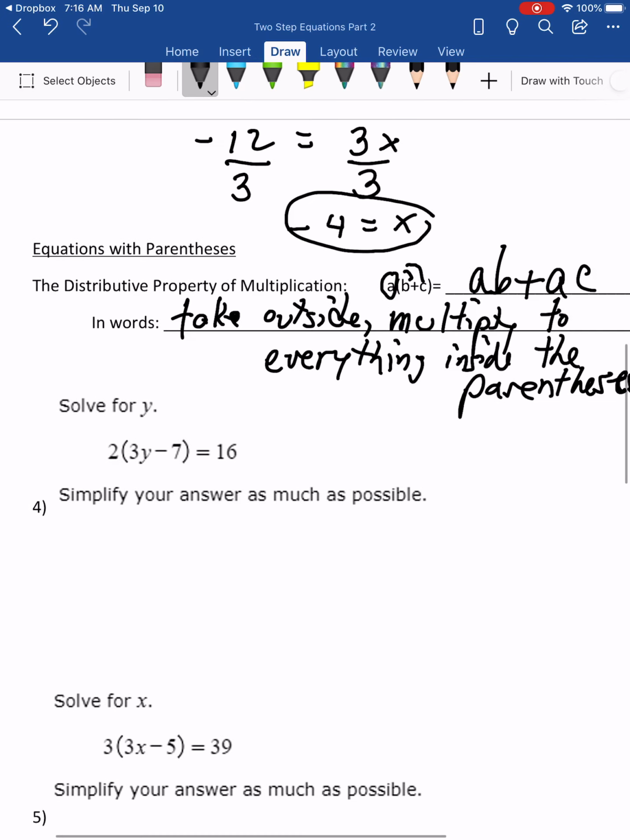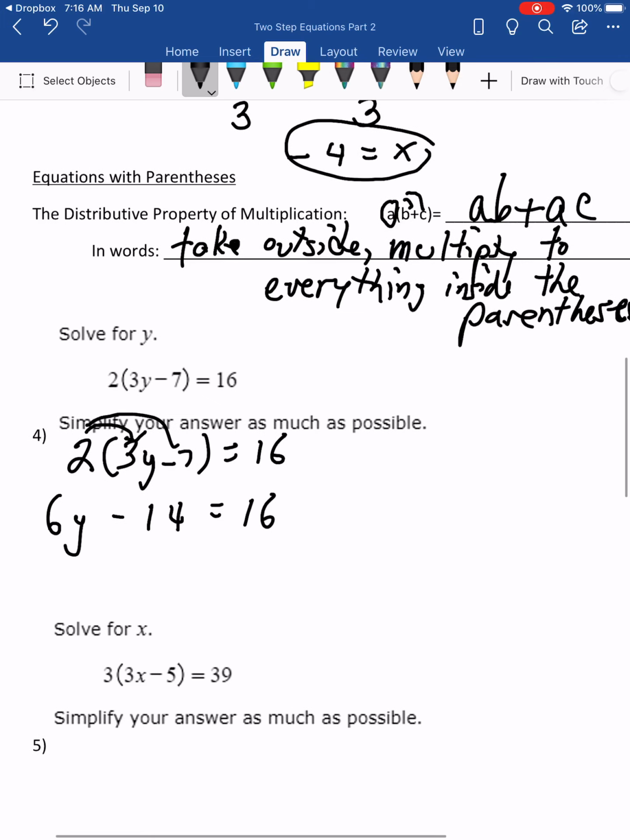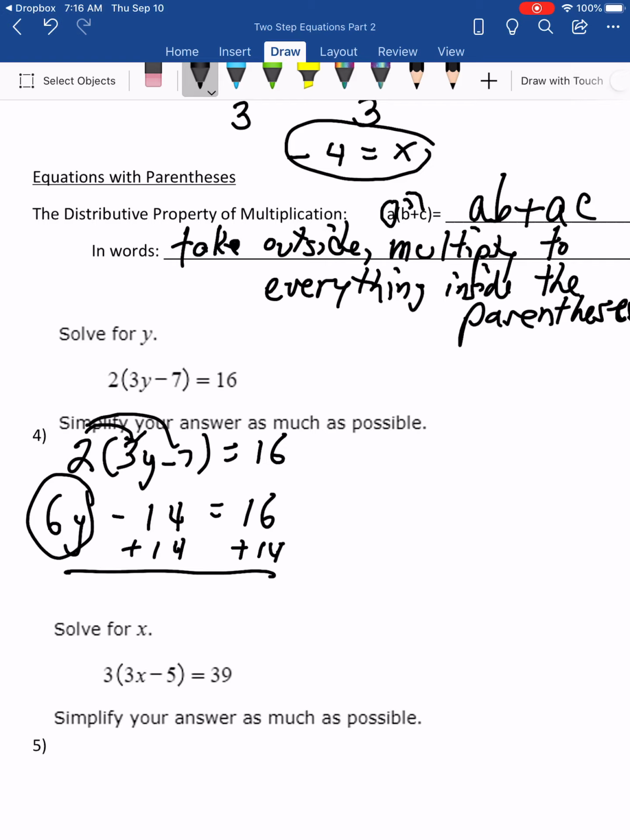Okay, so here's an example of that. 2 times 3y minus 7 equals 16. So the 2 is going to multiply to the 3y. 2 times 3y, just 2 times 3, 6. Keep your y. 2 times negative 7, negative 14 equals 16. And now the parentheses are gone. So we want to isolate the 6y. We're going to add 14 to each side. So 6y equals 30. And now we'll divide each side by 6, and y equals 5.